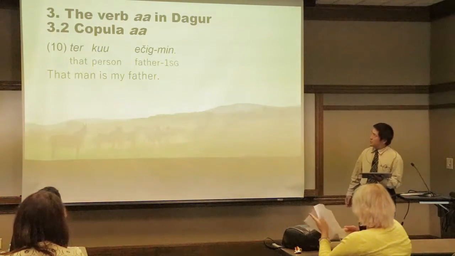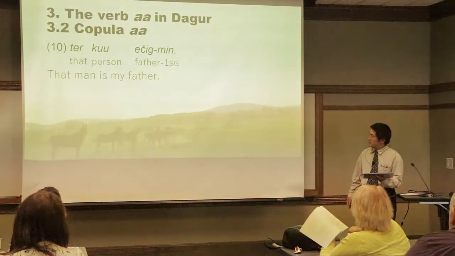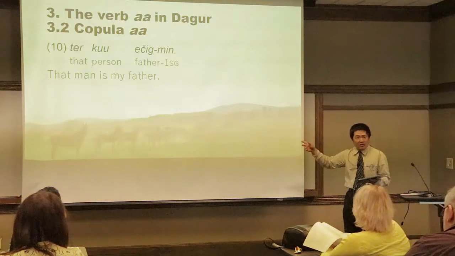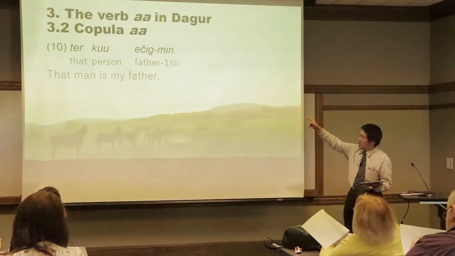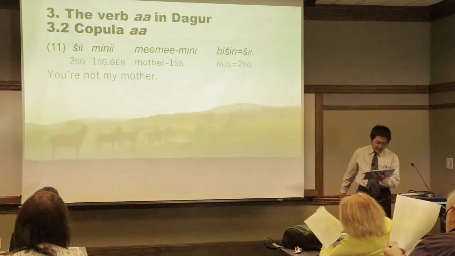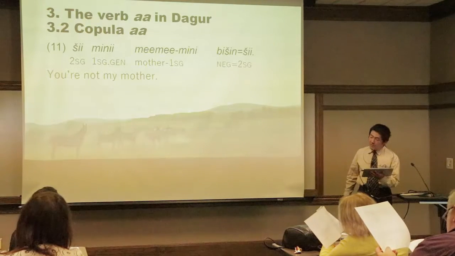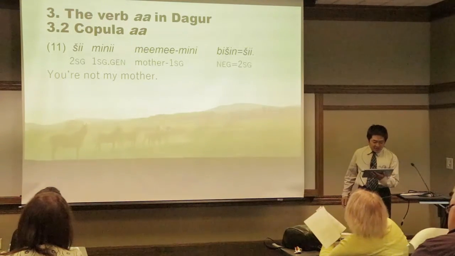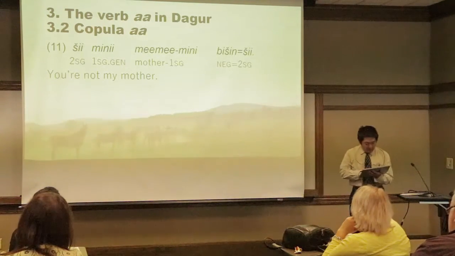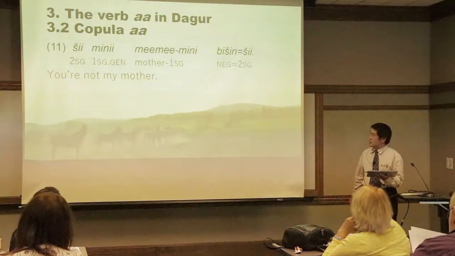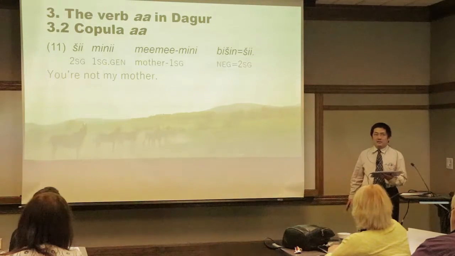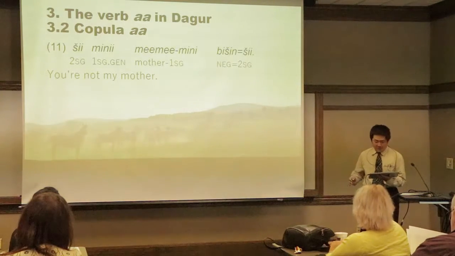If they want to say non-past, non-progressive meaning, it is represented like this: telku echigumin, that man is my father. This is a nominal predicate or zero copula. That person, father, my father. There is no copula word. And the negative is represented like this: shi mini mumam bishim shi. You are not my mother. Bishin, a negative word, is used. So far, I have shown that the copula use and the existential use are very similar. They don't have a negative form and they don't have a simple form.